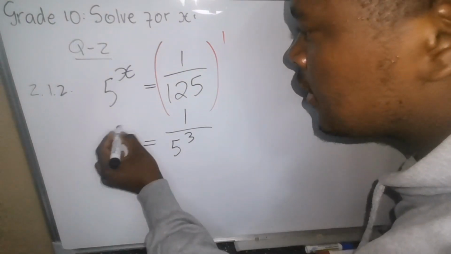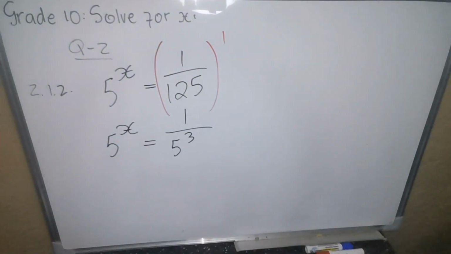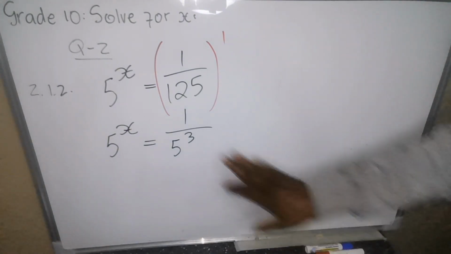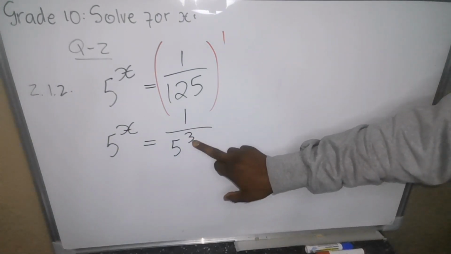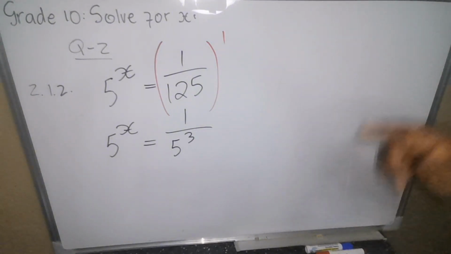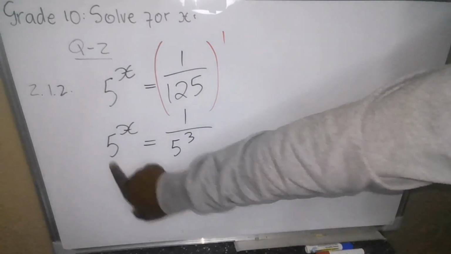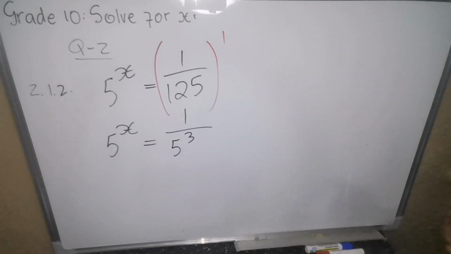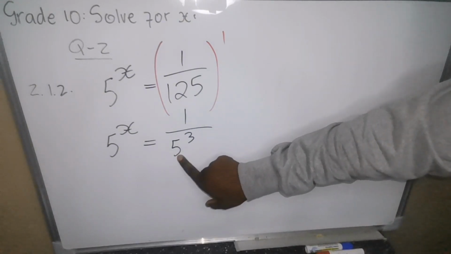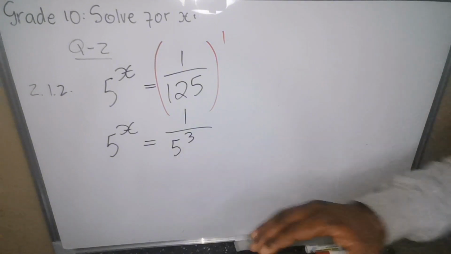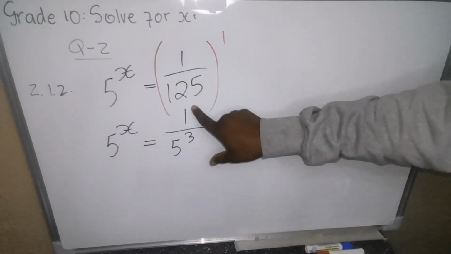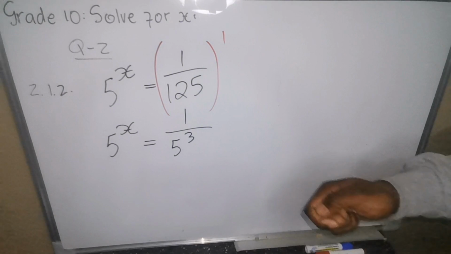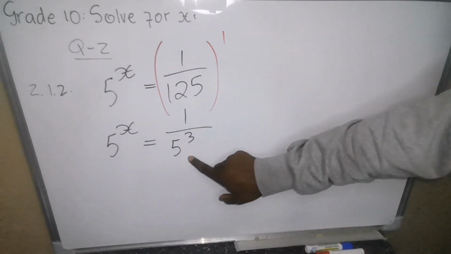And on my left is 5 to power x. Now, your base in this case is 1 over 5 to power 3, and your aim must be that your base be 5, not 1 over 5 to power 3. Your base must be only 5, just like on my left. That's my aim right now. Now, to be left with a base of 5, I'm going to introduce the reciprocal of 1 over 5 to power 3. What is the reciprocal of 1 over 5 to power 3?